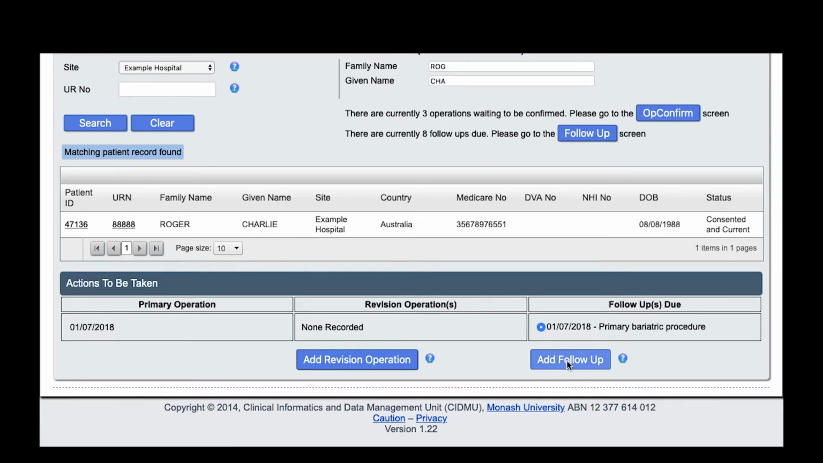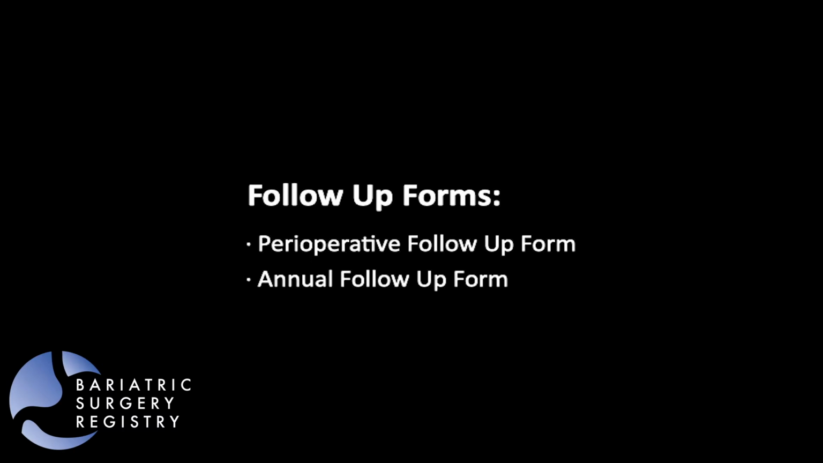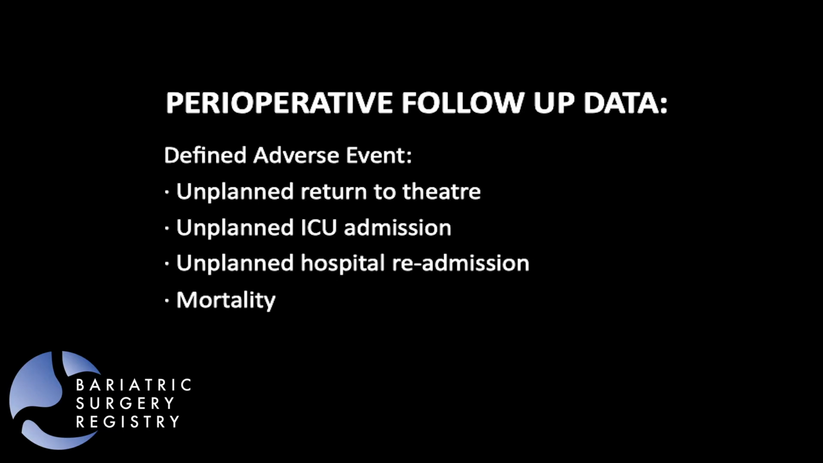Click on the Option button, that is, the open circle, to select the follow-up that needs to be completed. Once selected, click Add to Follow-up, and this will take you to the required follow-up form screen. Now let's run through how to complete the perioperative follow-up form and the annual follow-up form. Completing the perioperative follow-up form.